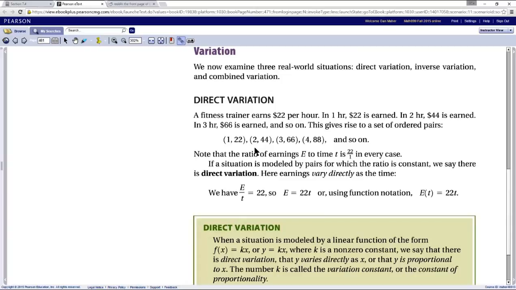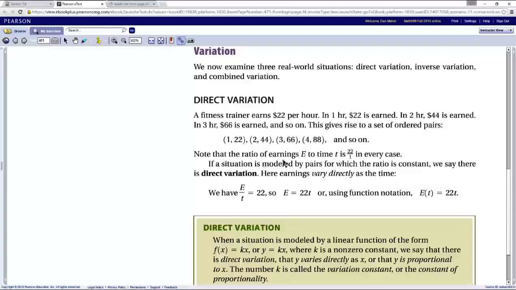Well, direct variation, they give us this example of a fitness trainer who earns $22 per hour. In 1 hour, $22 is earned. In 2 hours, 44; 3 hours, 66, and so on. This gives rise to a set of ordered pairs. I could even write an equation. If I know it's linear, I could make an equation out of these ordered pairs by getting the slope and using point-slope form and so on. Chapter 3 stuff, if I remember right. Well, they're not really going there yet, but we'll go.